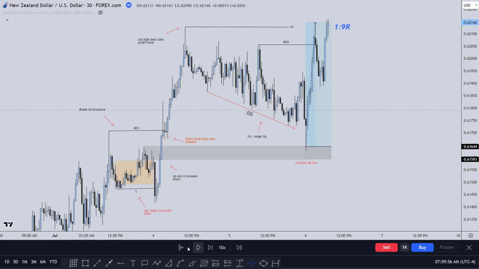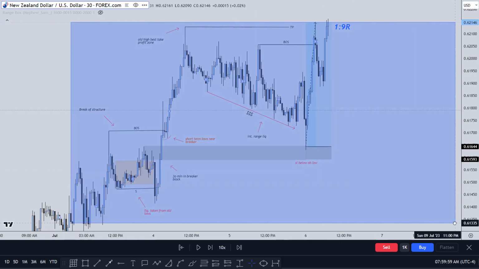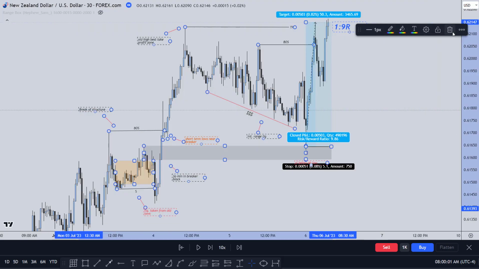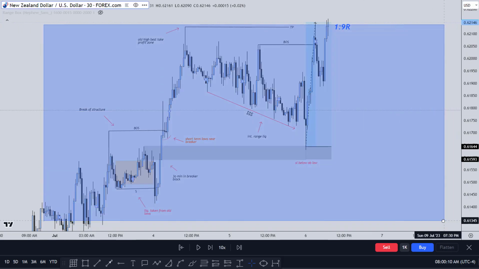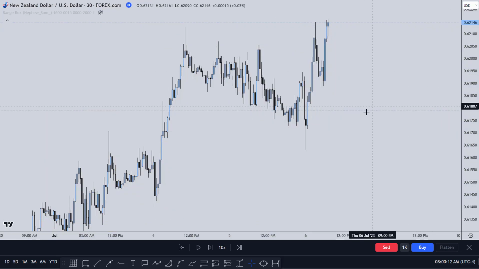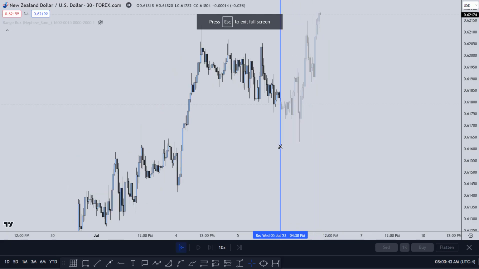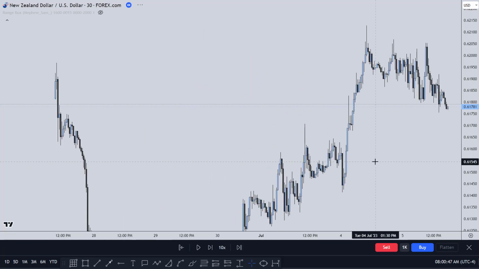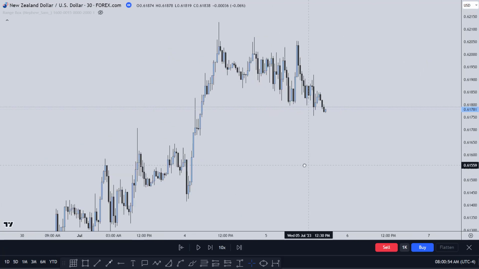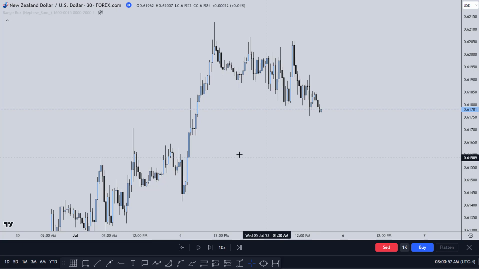So first and foremost, let me remove everything right here. Let's just start with a blank chart. And then we're going to bring back the replay tool right here. What we can expect is to look at what happened previously before we can see what is going to happen, right?